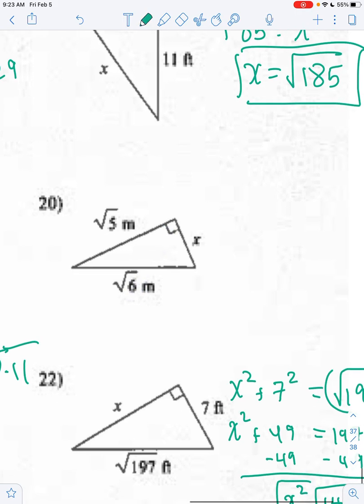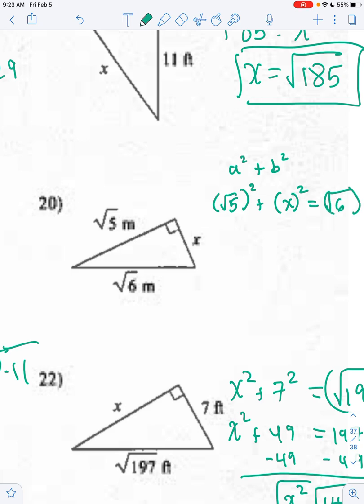So if we set up our Pythagorean Theorem where the sum of the legs squared is equal to the hypotenuse squared. So this is a squared plus b squared, and c squared is your radical 6 squared. Keep in mind that c has to be the hypotenuse and a and b can be either one of the legs. Now the question came up, how do we simplify radical 5 squared?